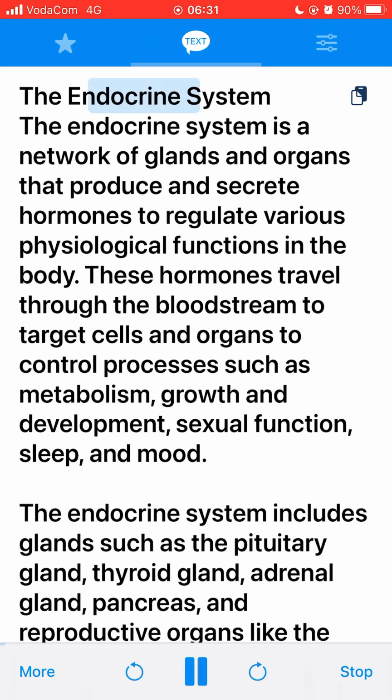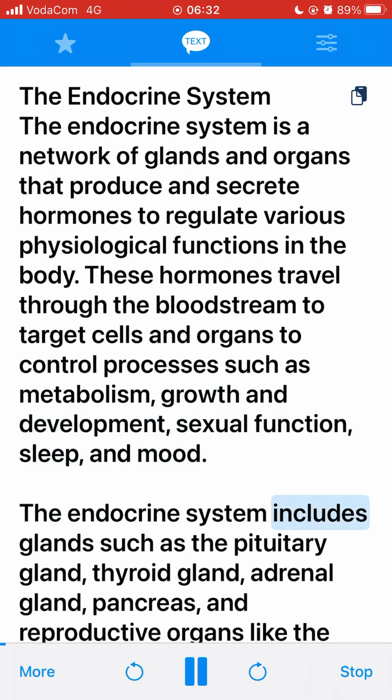The endocrine system. The endocrine system is a network of glands and organs that produce and secrete hormones to regulate various physiological functions in the body. These hormones travel through the bloodstream to target cells and organs to control processes such as metabolism, growth and development, sexual function, sleep, and mood.